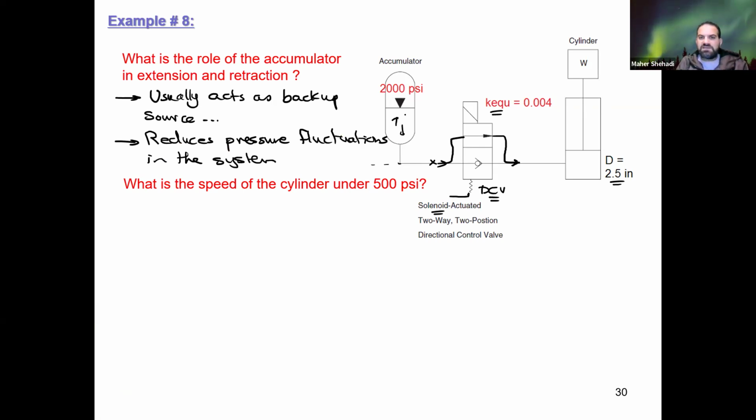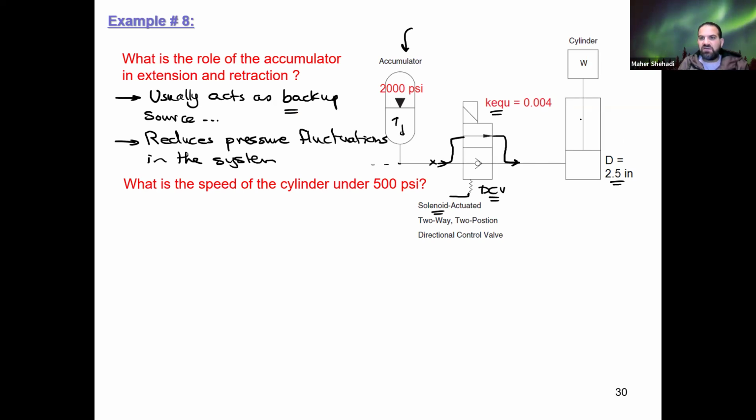But for now, only in this example, since I don't have a pump shown, the main role is to provide lifting or provide adequate pressure for the system. But usually it acts as a backup source to provide enough pressure when the pump is down or when the pump is not working.